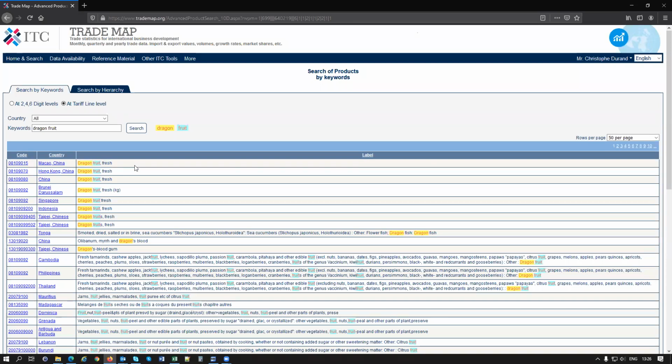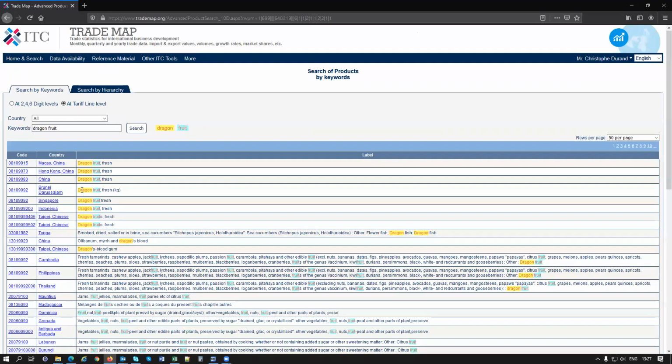Now, why is this so? It's because for those particular countries, Macau, Hong Kong, China, Brunei, and so on and so forth, they have a particular product code for the dragon fruit. And they all start with 081090. And that's because at the tariff line level, meaning in the Chinese nomenclature or in the Brunei's nomenclature, they have defined dragon fruit.